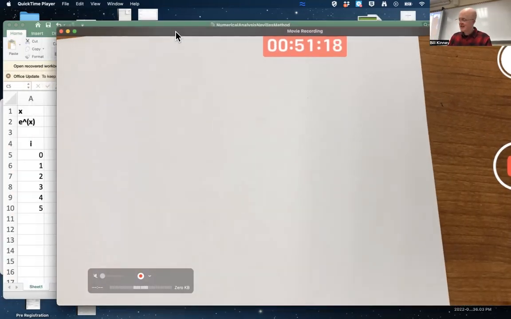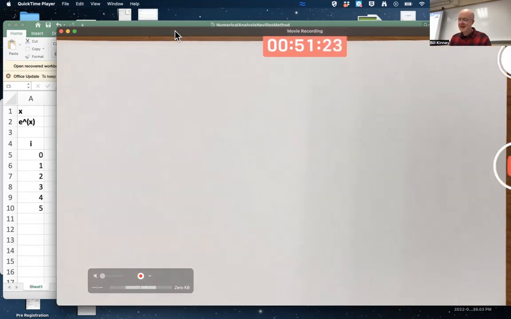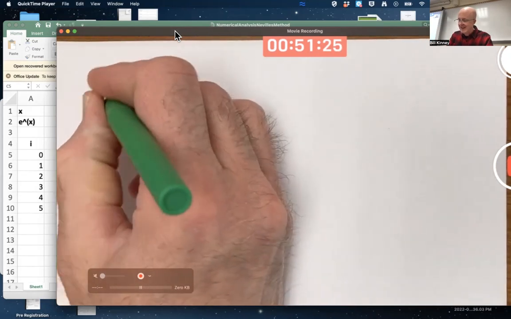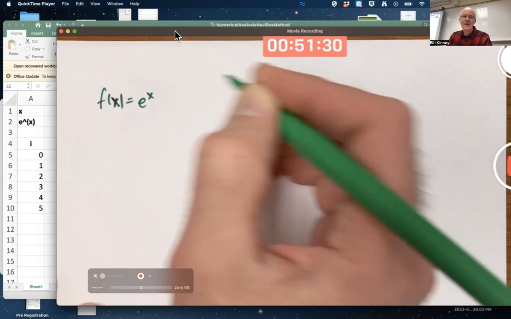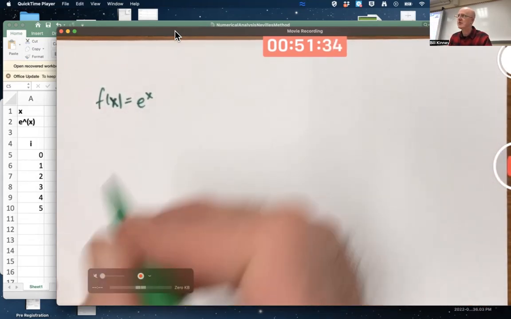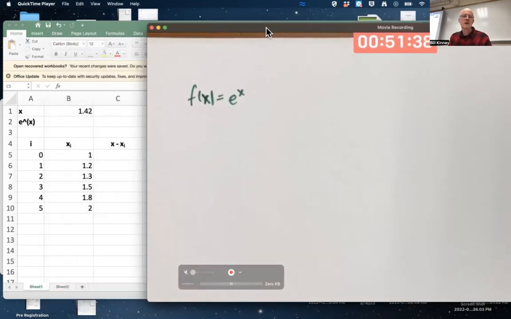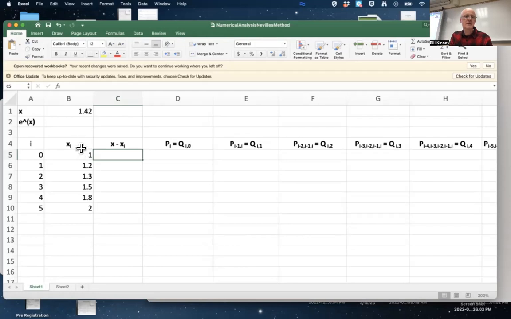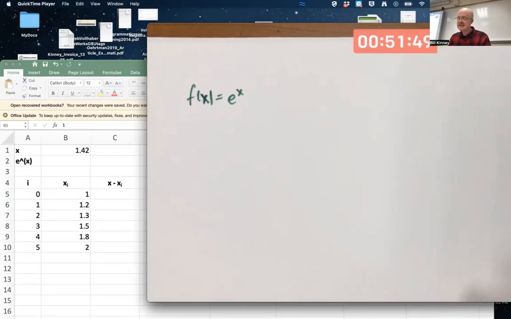And the function we're going to interpolate here is a nice function. F of x equals e to the x. And we're going to interpolate over the interval from 1 to 2 effectively. You can see in the spreadsheet that my nodes are labeled over here: 1, 1.2, 1.3, 1.5, 1.8, and 2. I've got 6 nodes there.